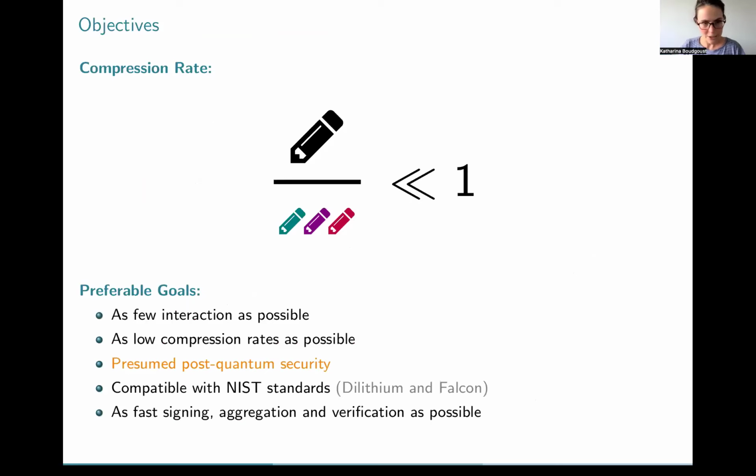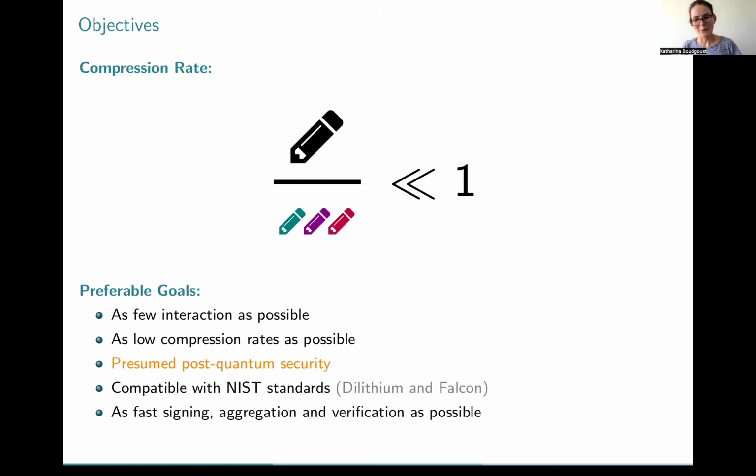When we look at aggregate signatures, we are interested in the compression rate. That is the quotient between the size of our aggregate signature and the size of the trivial solution of sending all individual signatures. This compression rate should be much smaller than 1. Our preferable goals are that we want as little interaction as possible, because interaction means parties have to be online at the same time. It also means most of the time some latency. So we really want to keep it as non-interactive as possible. And then we, of course, want to reduce the compression rate.